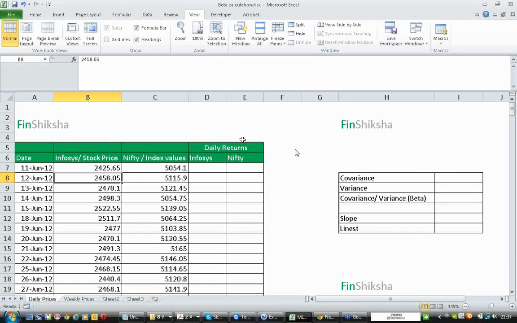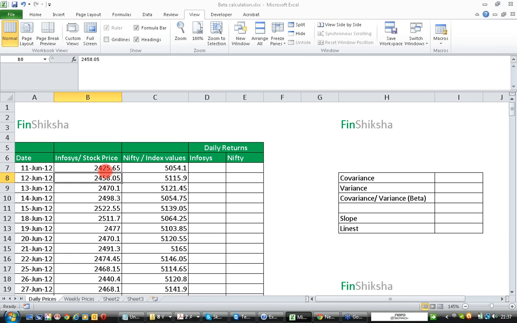In this video, we will see about calculating beta. Beta is one of the important concepts in finance because whenever we speak about expected return of a stock, estimating expected return or cost of equity, we speak about beta. This beta is nothing but sensitivity of a stock's price or stock's return to market's return.